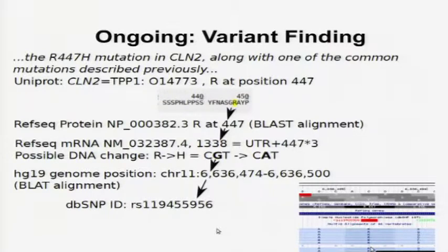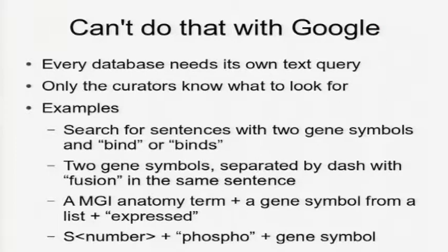So the genome mapping part here is the part that I need to do. And then there's, in general, with our big text collection and all these text mining things, and while I talk to databases, I figured that there's so many things that you can't do in Google Scholar or in PubMed because the query language is so restricted. You cannot look for sentences with two gene symbols and bind or binds. You need to find a text miner to get that done.